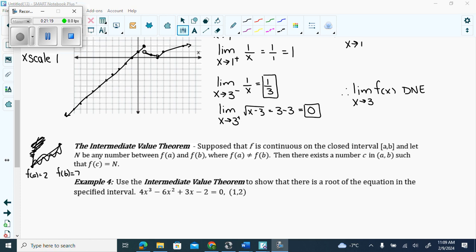Y equals 0 when it's an x-intercept. Okay, we got there. I think I got us there. I don't think you got there, but that's okay.